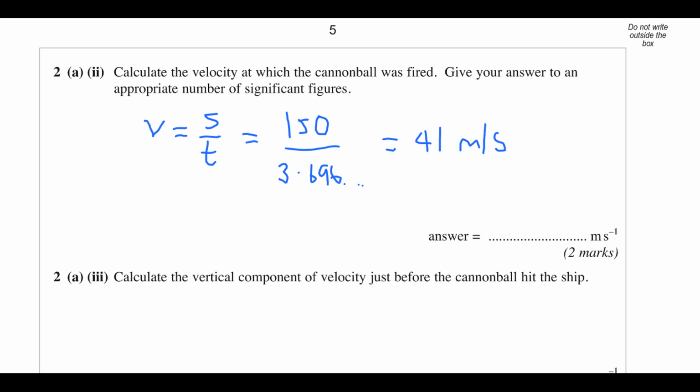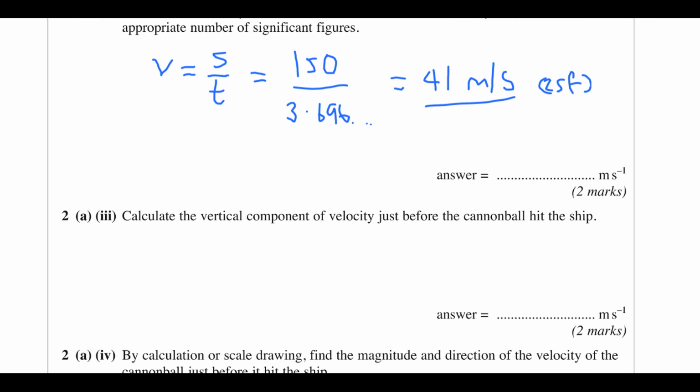To 2 significant figures would be appropriate there, because the values this 3.696 comes from are 2 significant figure values, so that's why we would do that. So in the previous part of the question, when we calculated the time, those are based on 2 SF values, like the 67 meters, so that's why.